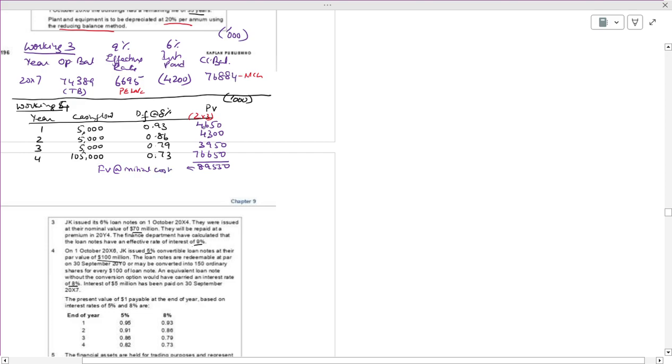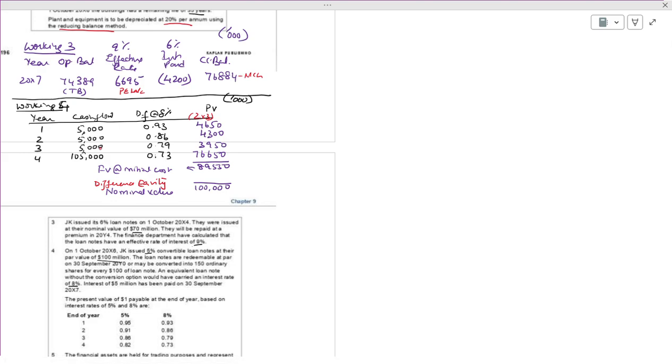Initial cost. What is the nominal value? Nominal value is 100 million. Difference is how much? Check, my dear: 100 minus 89,550, right? 10,450. This is called equity. This is equity, this is debt.